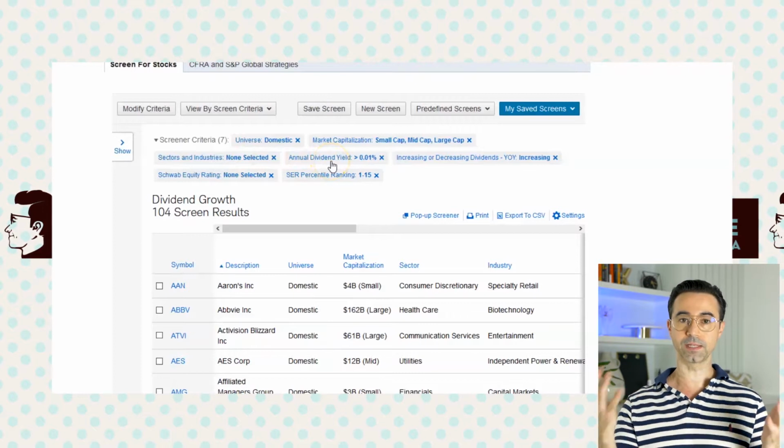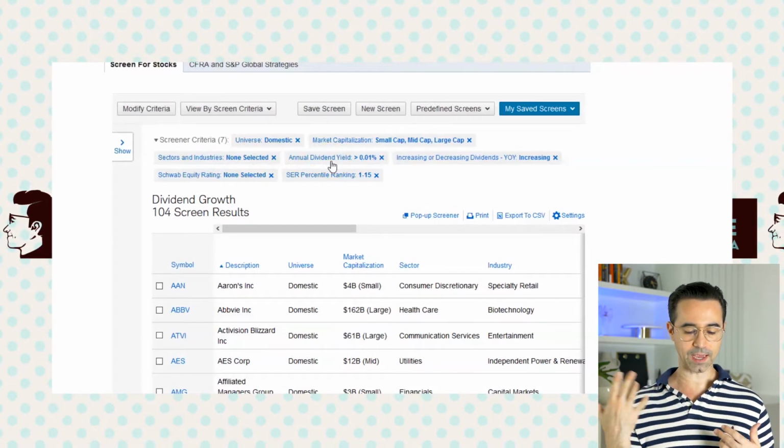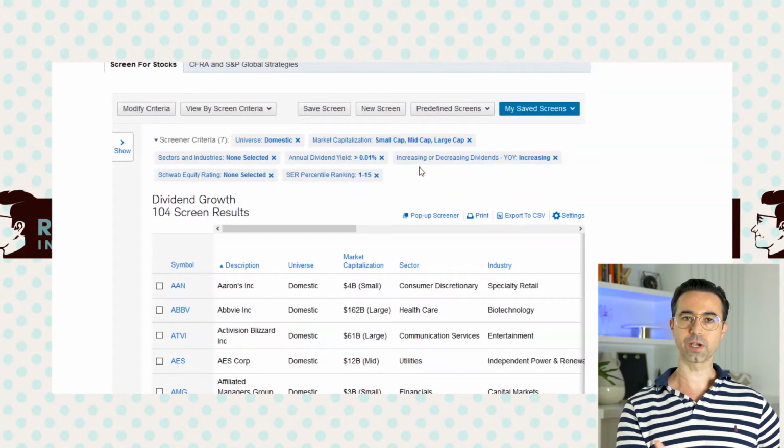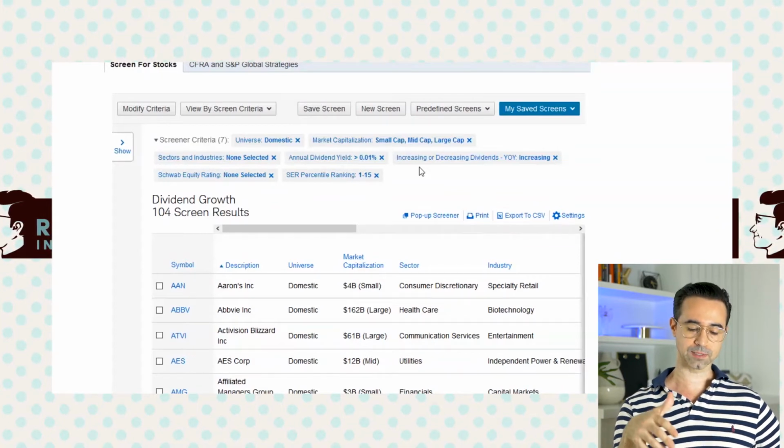But then there's dividend yield. This is saying that it's got to have a dividend yield of over 0.01%. So this is basically saying any company that pays a dividend should show up in here, unless it pays a dividend of less than 0.01%, which is pretty much nothing, right? It would have to be 0.009% or whatever. Then we have increasing or decreasing dividends year over year, and this says increasing. So there you go. That is the main thing that's in this screener.